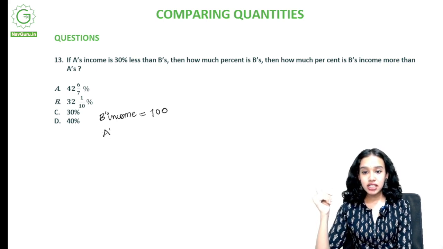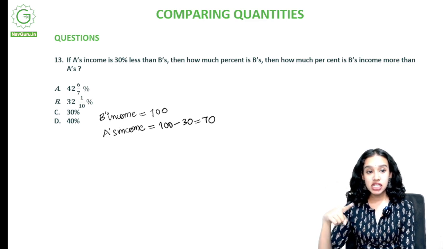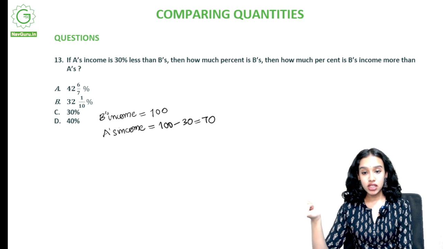So A's income would be 30% less than 100. That would be 100 minus 30, which gives us 70, right? Then how much percent is B's income more than A's income?